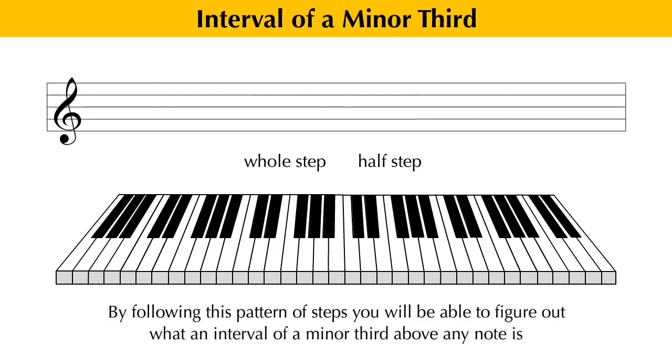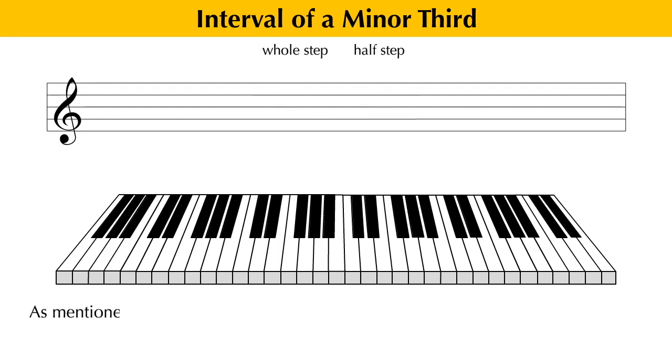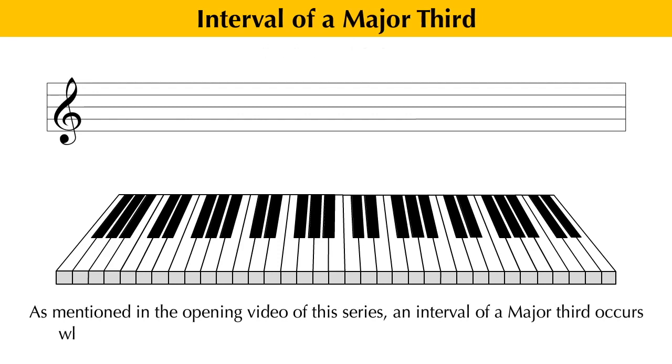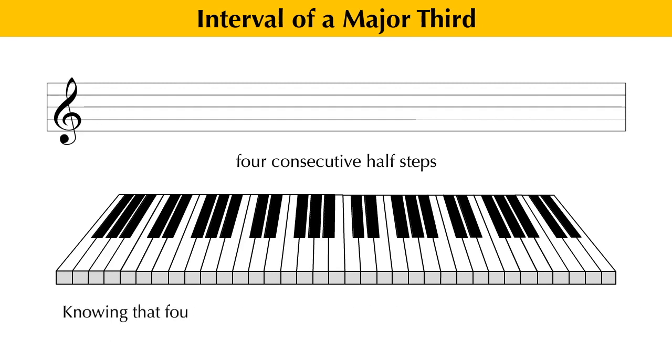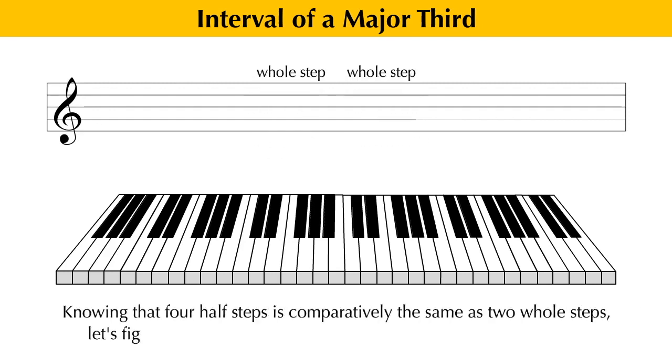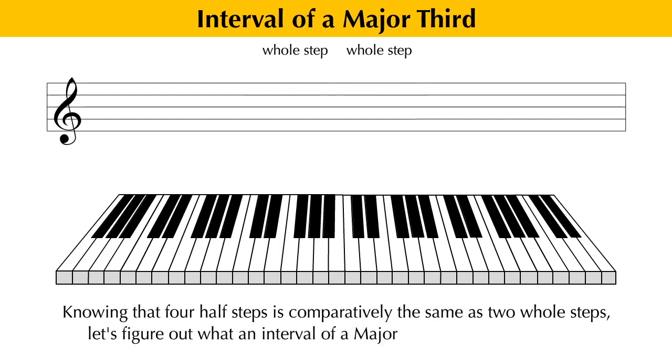As mentioned in the opening video of this series, an interval of a major third occurs when two notes are separated by the distance of 4 consecutive half steps. Knowing that 4 half steps is comparatively the same as 2 whole steps, let's figure out what an interval of a major third above the note G is.